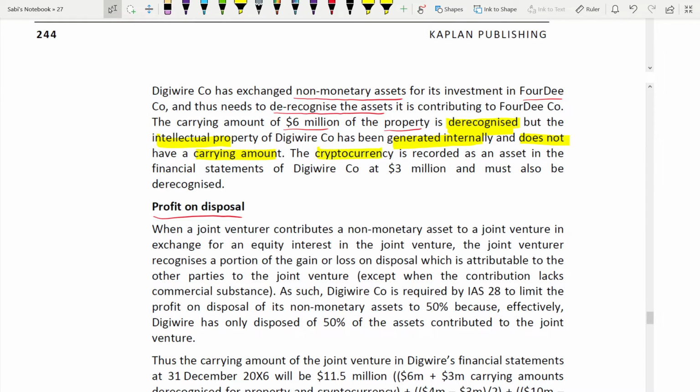What about the cryptocurrency? All these 3 are non-monetary assets. In one paragraph only you can write it, rather than writing 3 separate paragraphs, because it comes in one line. Try to group things together if you can. For example, this paragraph only talks about non-monetary assets. How do you derecognize? Intellectual property, that is employee expertise, is a non-monetary asset. Property is a non-monetary asset. Cryptocurrency is non-monetary. All these are non-monetary assets. Basically, you can take assets, so in one paragraph only you can group them together.